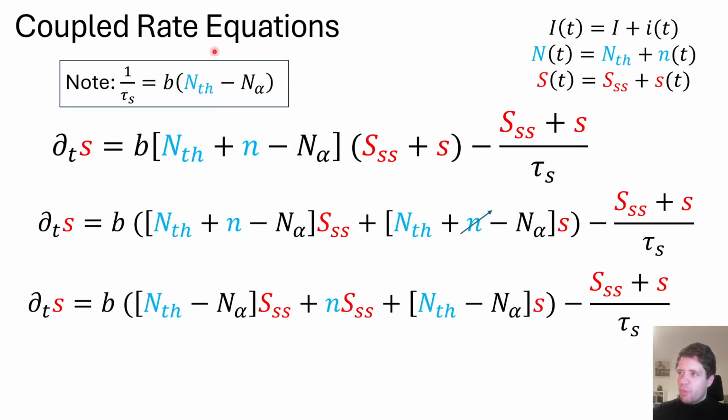Then using a previous expression that we derived earlier, it's possible to eliminate this term with this one, and this one with this one, and essentially arrive at this formula here for the rate of change in the variation in the number of steady state photons, because it depends both on the variation in the number of charges as well as the steady state number of photons like so.